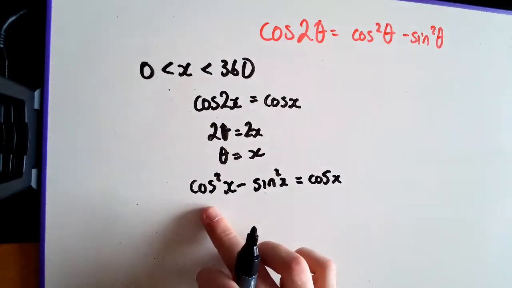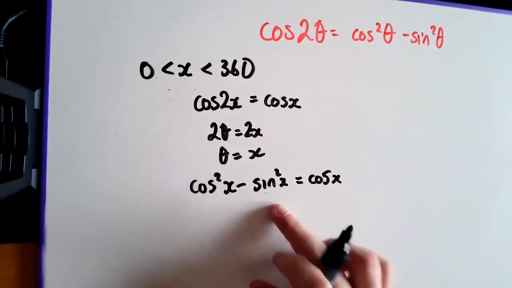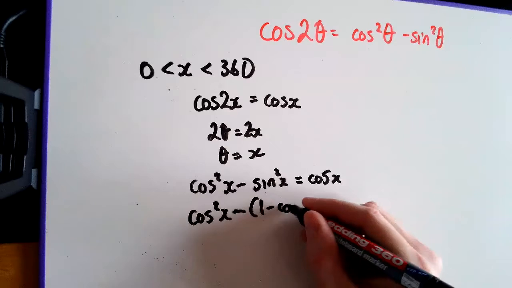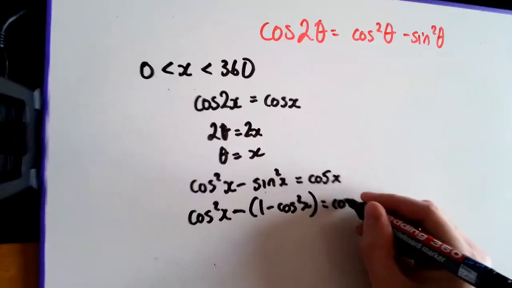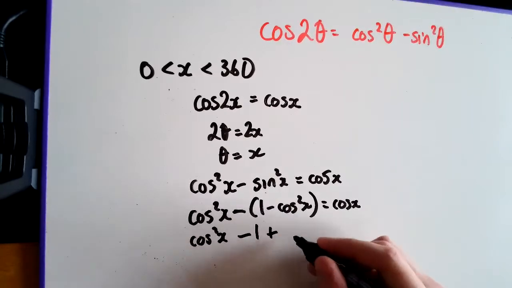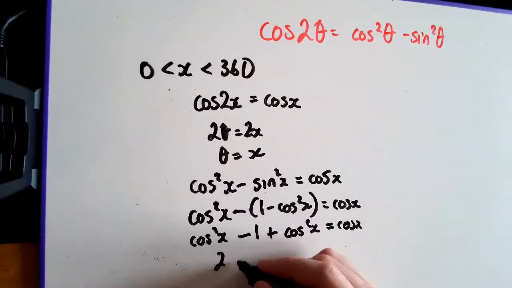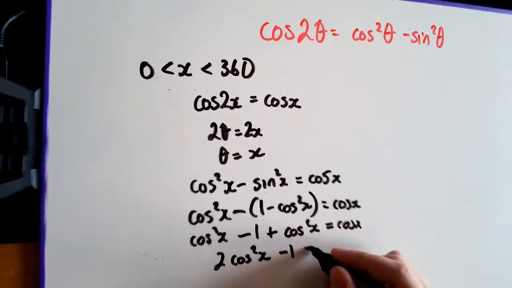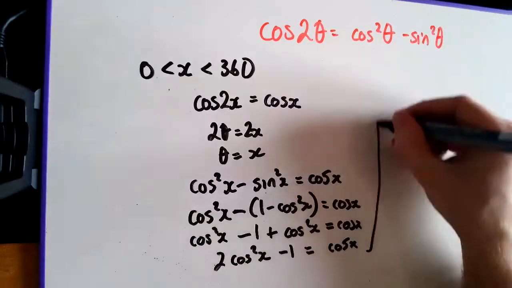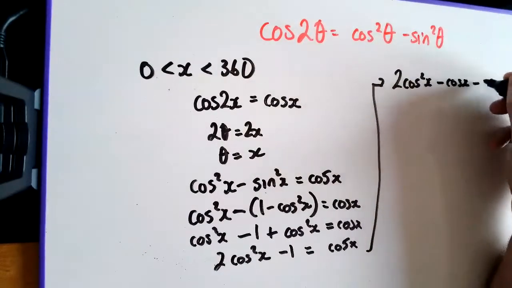Okay, now look here, I've got a cos squared, cos x, I've got a sine squared, that's ruining the party. So I can change sine squared into 1 minus cos squared x. Okay, expand and simplify, so cos squared x minus 1 plus cos squared x equals cos x. So I get 2 cos squared x minus 1 equals cos x. Take it all over to one side. So 2 cos squared x minus cos x minus 1 equals 0.